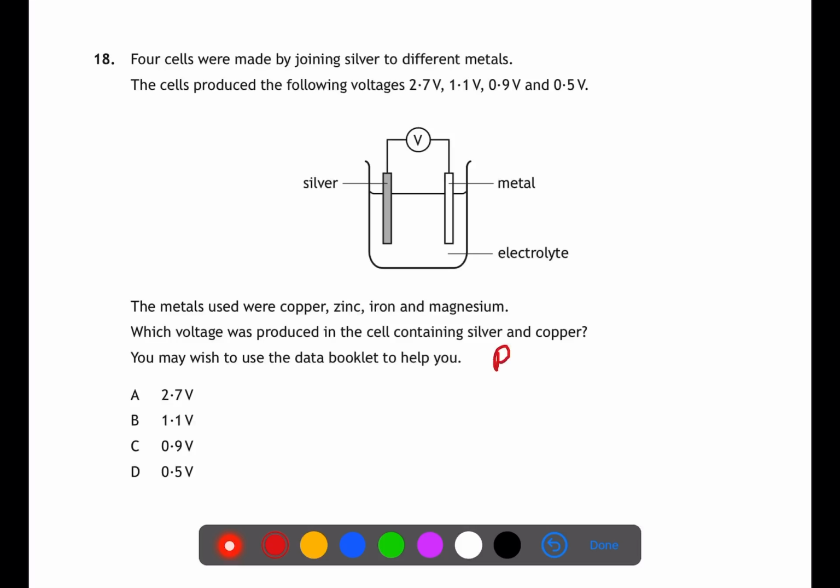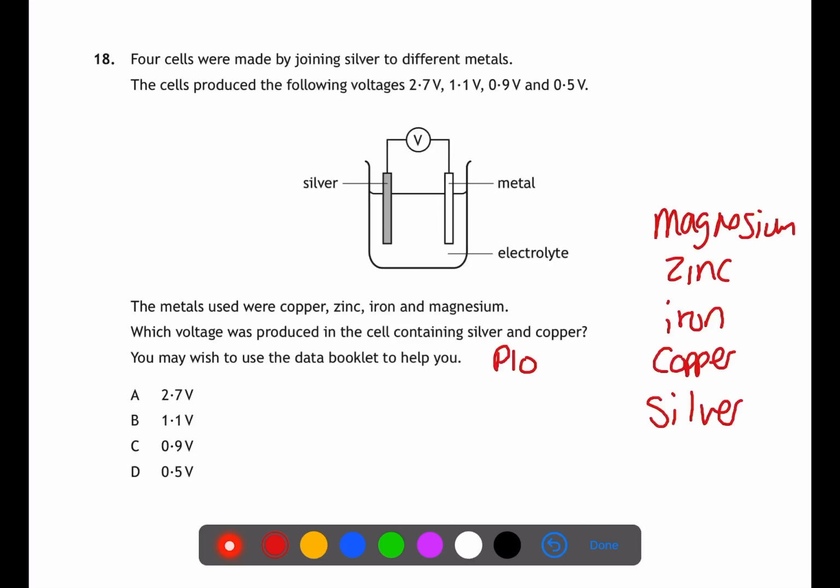You're going to want to look at page 10 of your databook where you have the electrochemical series. Of the 5 metals present, silver is the lowest on the electrochemical series. This is followed then by copper, iron, zinc, and then magnesium at the top.